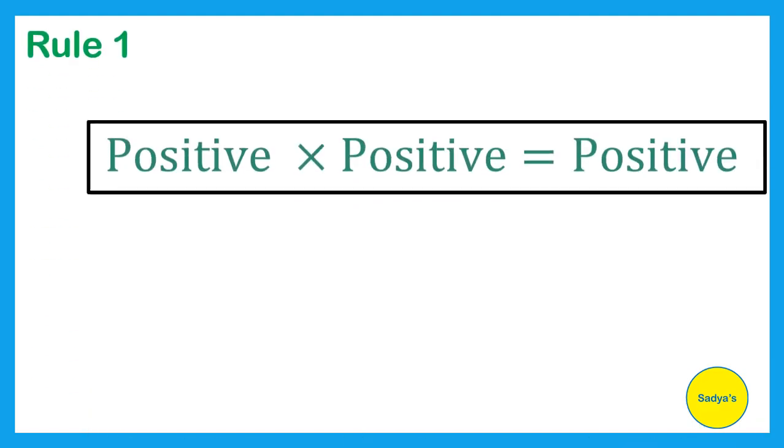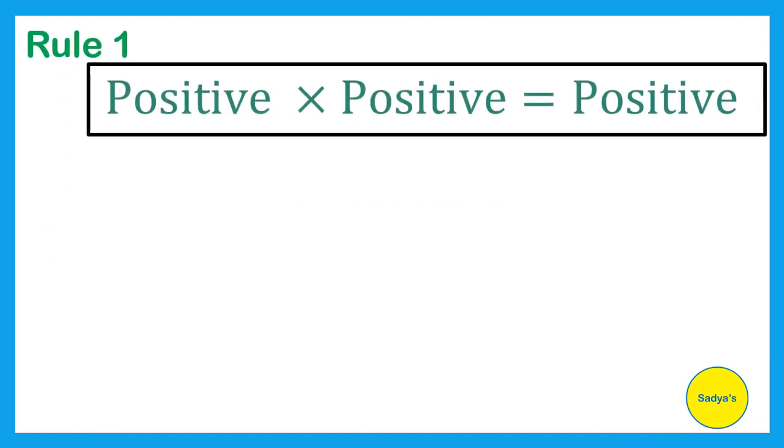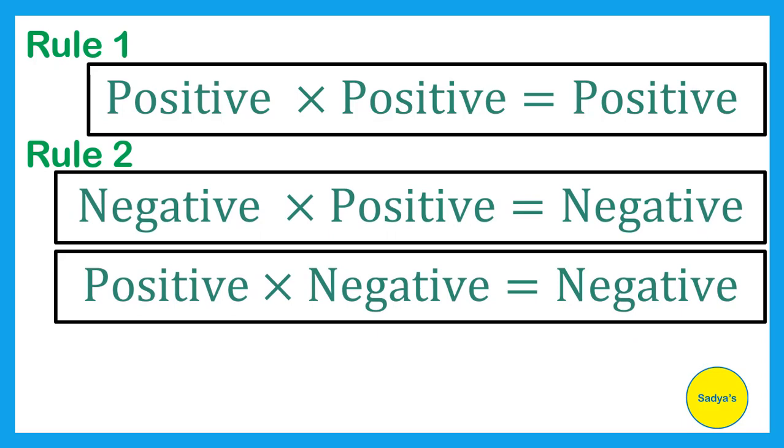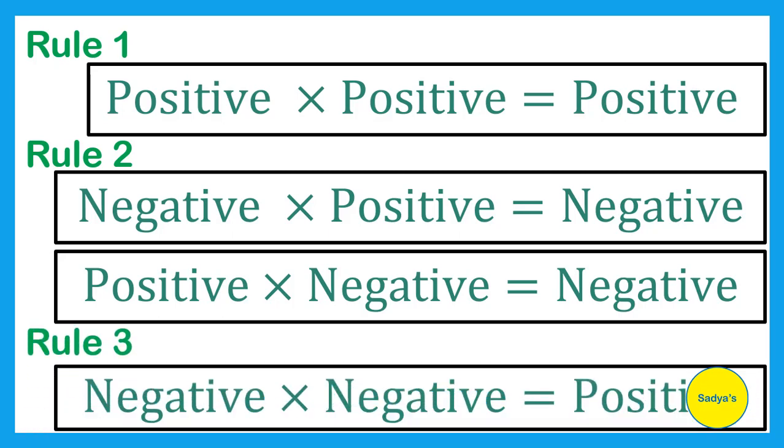Let's recap the three rules again. Rule number 1 is if two positive numbers are multiplied, we get a positive number. Rule number 2 is if any one of the numbers is negative, we get a negative number in the answer. And the last rule is if both the numbers are negative, we get a positive number in the answer. I hope the rules are clear to you.